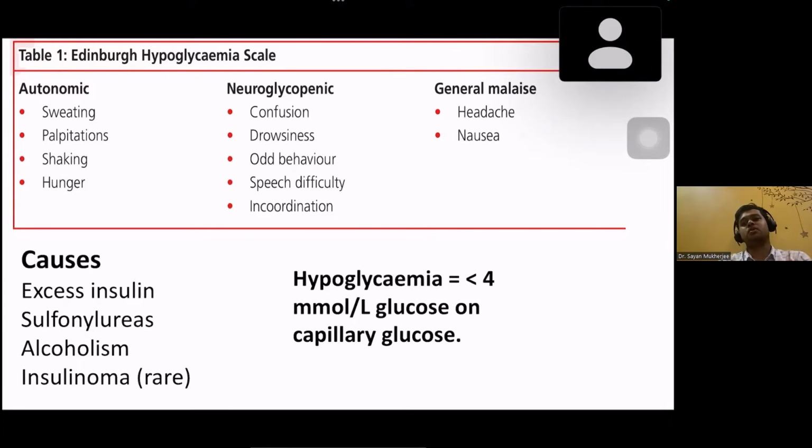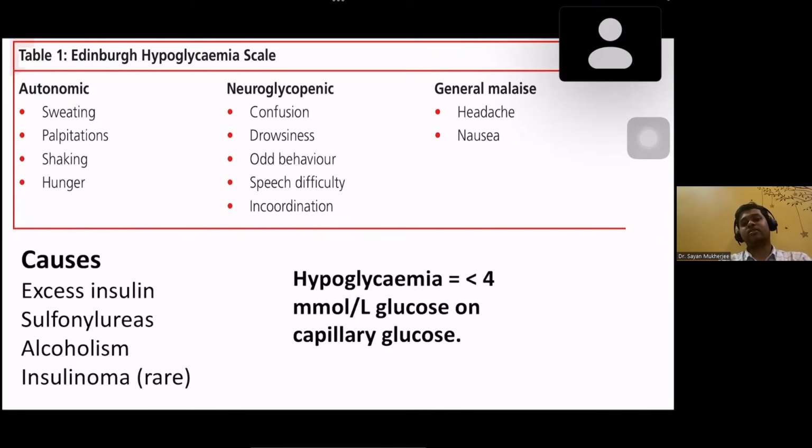So patients can start getting drowsy. The speech can become slurred. They can start getting confused. So these are some common features of hypoglycemia that we'll frequently encounter. So as I said, certain patients have taken excessive insulin and have not eaten. So that can be a cause.